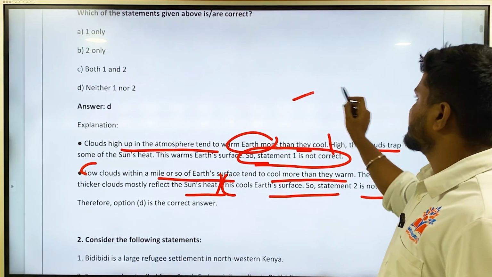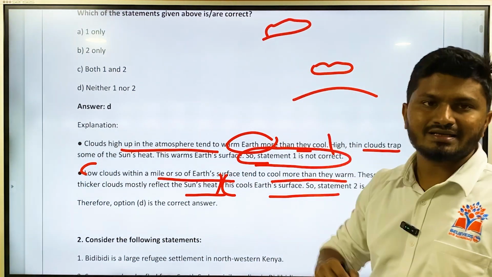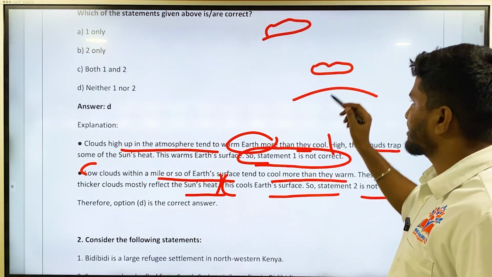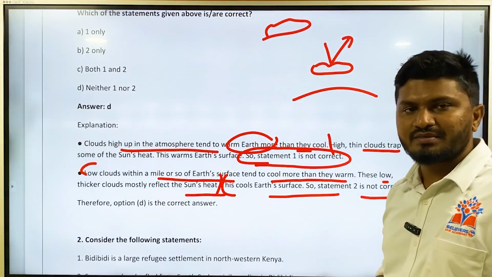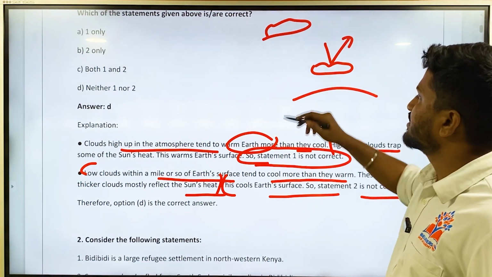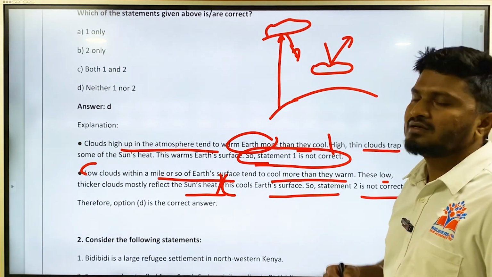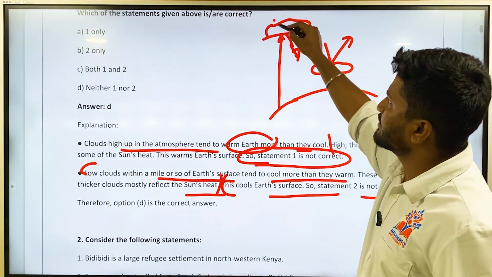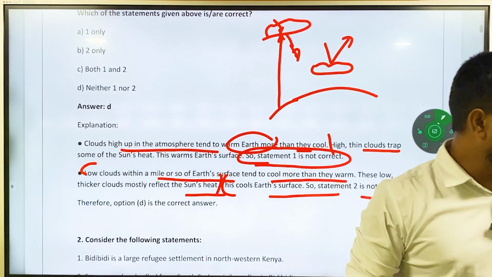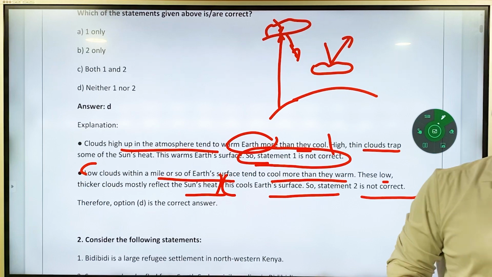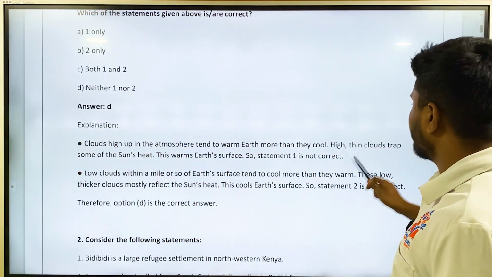If this is the earth's surface, these are the low clouds and these are the high clouds. The high clouds are comparatively thinner, and low clouds are comparatively thicker. The sunlight coming toward the earth will be reflected back by the low clouds, whereas the heat being radiated by the earth is trapped and sent back to the earth by the high clouds, and the sunlight is trapped in higher clouds as well. As a result, this impacts global warming.